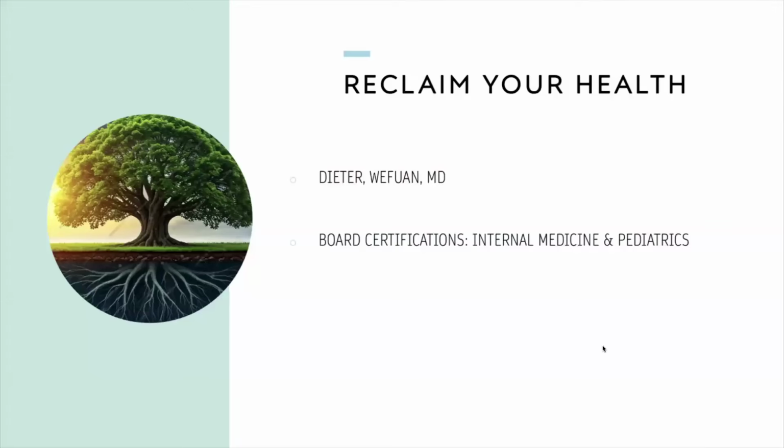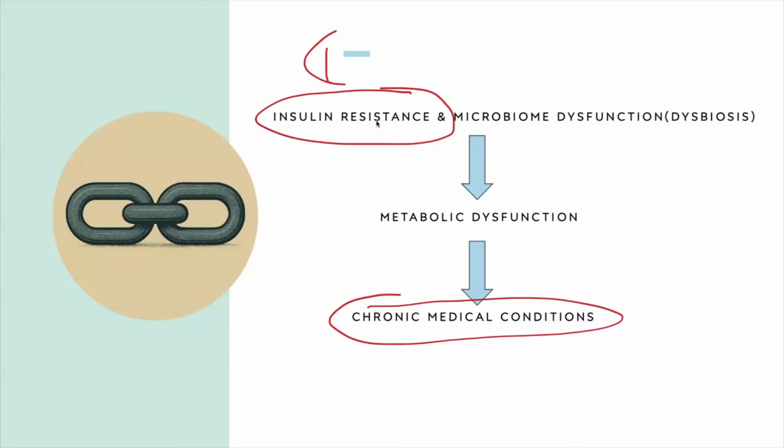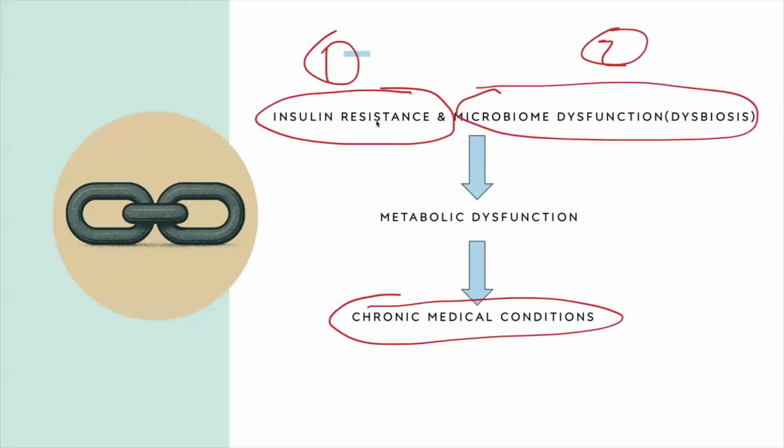Just as you heard Amarie say, my name is Dr. Dieter. I'm a double board certified physician. I'm an internist and I'm a pediatrician. Today, what I want to do is walk you through how the modern day diseases, the chronic medical conditions we face today, are coming from two entities: insulin resistance, and another entity called dysbiosis. These two entities result in what we call metabolic dysfunction.